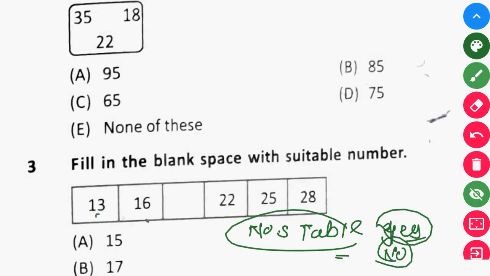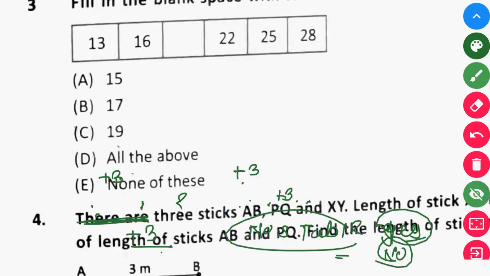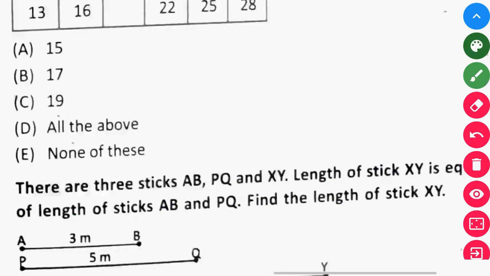Now 13 and 16. How much is the gap between these two numbers? We have to add three to 13, so we get 16. Now here the number is missing. Now 22 and 25, again we add three to 22 and we get 25. If we add 3 to 25, we get 28. So the pattern is plus 3 everywhere. So you have to add plus 3 to 16, and you get the desired number. So 19 is the answer which goes in the blank space.